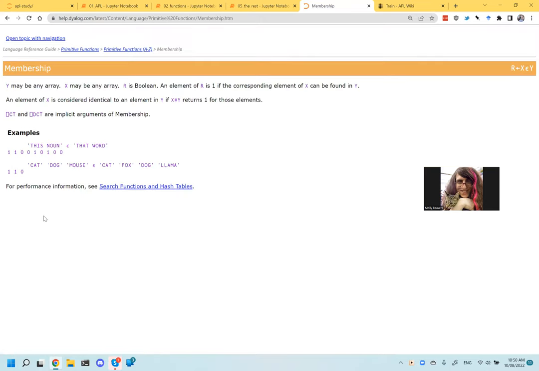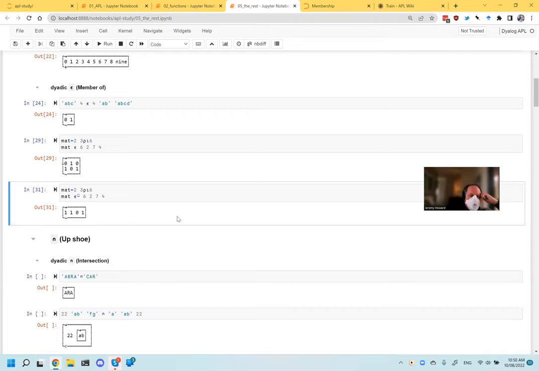I also tried with two matrices and got the same behavior that you would expect there. Cool. Thanks, Molly. All right.